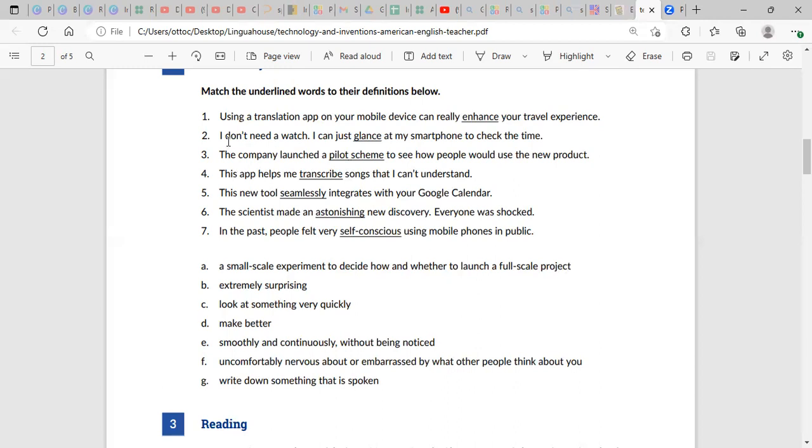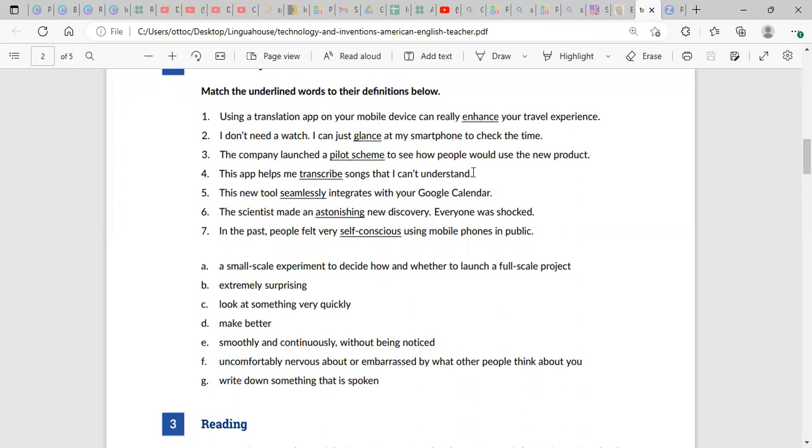Okay, for number two, Herbert. Okay, teacher. I don't need a watch. I can just glance at my smartphone to check the time. Okay, very good. And please read this more naturally this time, okay? Go ahead again. I don't need a watch. I can just glance at my smartphone to check the time. Perfect, very good. Now the word that you have to find the definition for is glance.